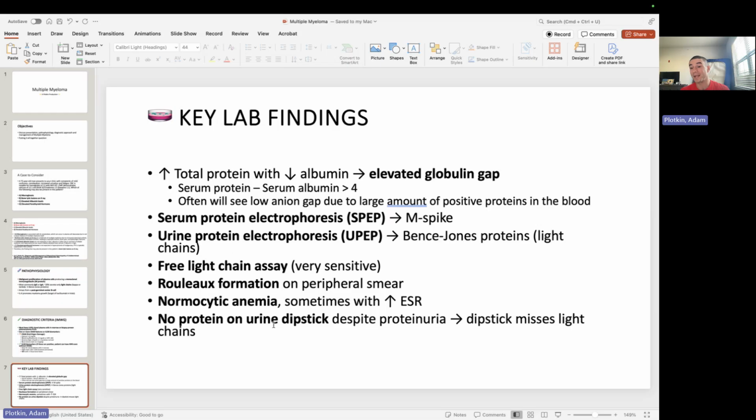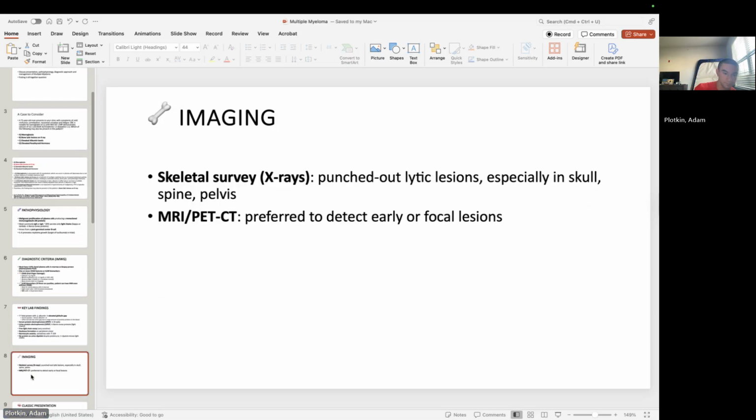The problem is my urine dipstick only picks up albumin. It's not going to pick up Bence-Jones proteins or these kappa or lambda light chains. So you can't be like, oh, they don't have any protein on their urine dipstick, I don't think this is multiple myeloma, right? The urine dipstick's not going to pick it up. It only picks up albumin. All right. Let's keep moving.